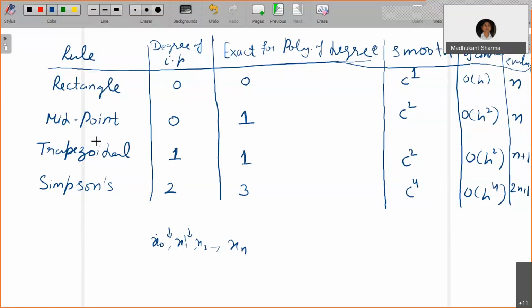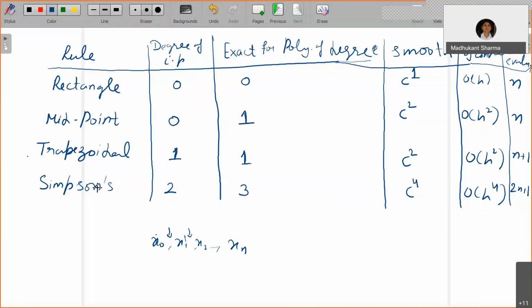Now see, look at here. The midpoint rule and the trapezoidal rule are very close. Here you have taken the degree of the interpolating polynomial, a constant polynomial, and you have found it exact for polynomials of degree less than or equal to 1. Similarly for the trapezoidal rule as well. In both cases, the order of convergence is the same. And the number of function evaluations is n and n plus 1. That is not much of a difference, because if you go for large enough n, n and n plus 1 are almost the same. Okay, right?